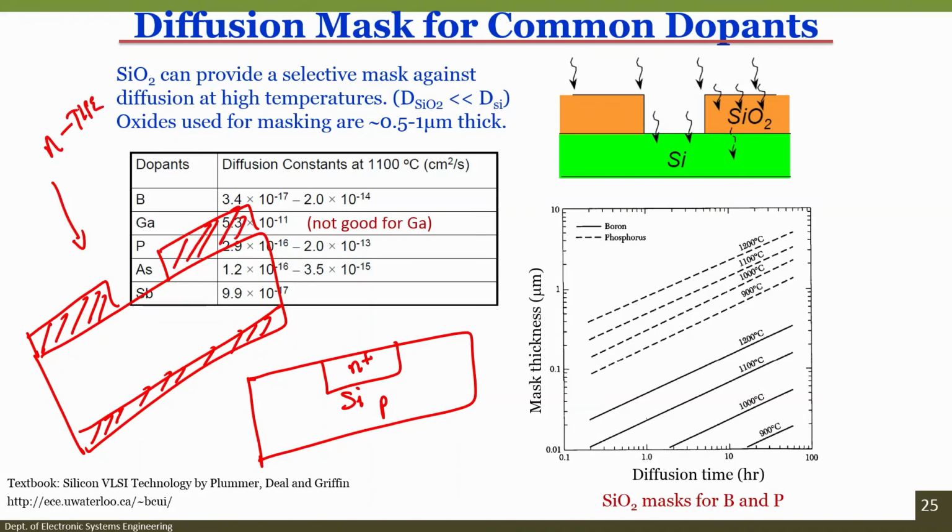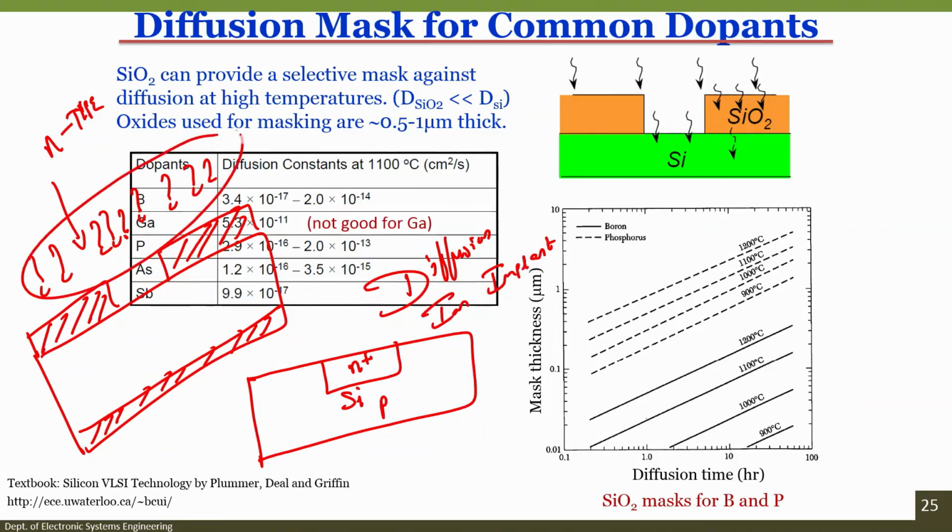There are two ways of doping a silicon wafer: one is called diffusion, and one is called ion implantation. When you do diffusion and ion implantation, the dopant that you are doping cannot pass through silicon dioxide. Thus again in this case silicon dioxide acts as a masking oxide.